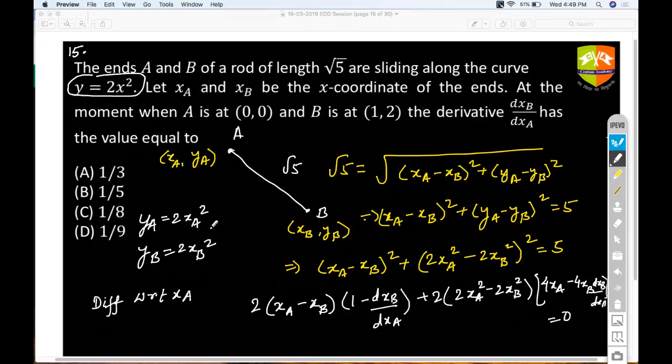Now I want the value of dXB by dXA at the instant when XA is 0 and XB is 1. So wherever there is an XA, I will put 0, and wherever there is an XB, I'll put a 1. So it becomes 2 times 0 minus 1, 1 minus, let me call this quantity k for the time being. So 2 times, again it will be 0 minus 2, 4 into 0, which is again 0, minus 4k, and this is equal to 0, right?